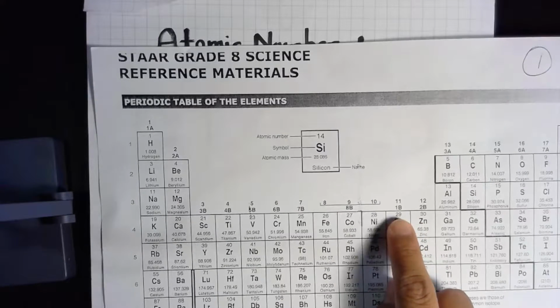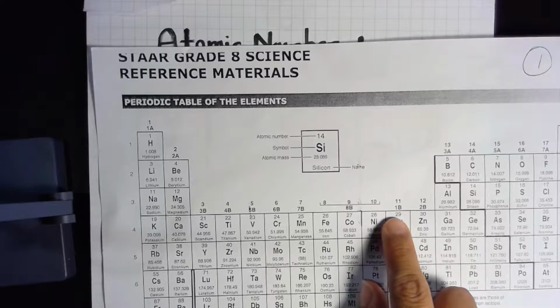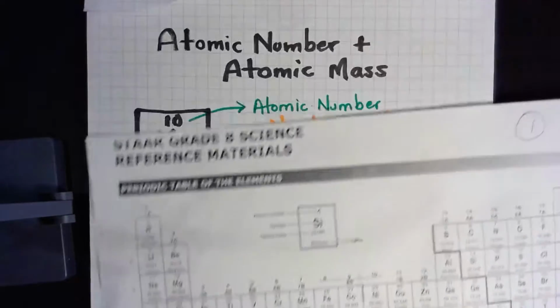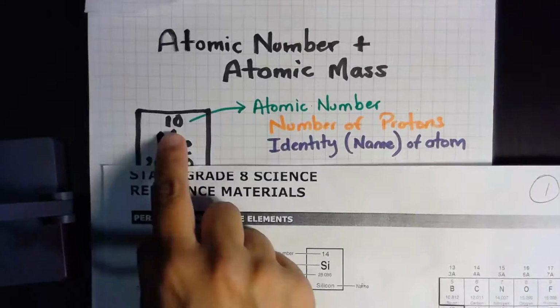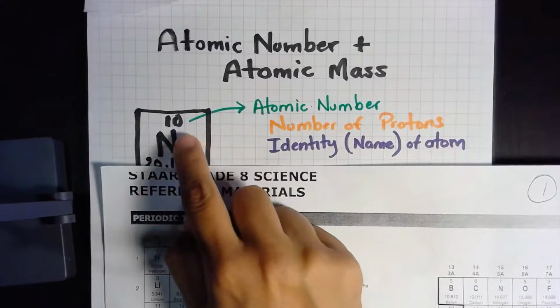If the number of protons changes, then it becomes a different element. If I add one more proton to copper, it becomes zinc. So, if you're talking about neon, you will always have to have 10 protons in the nucleus.